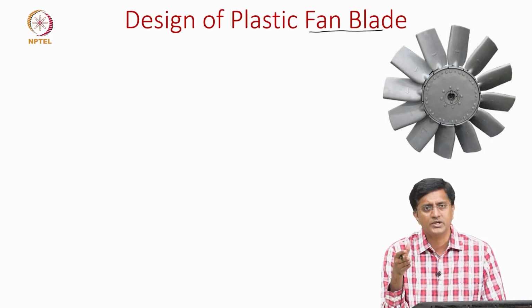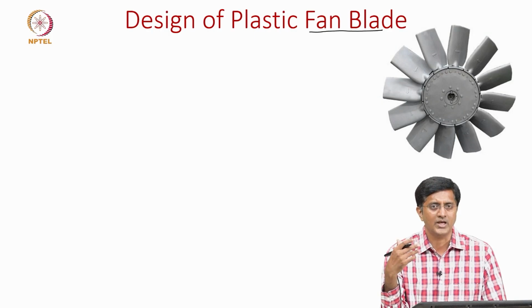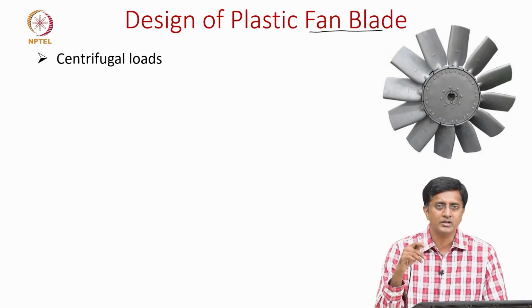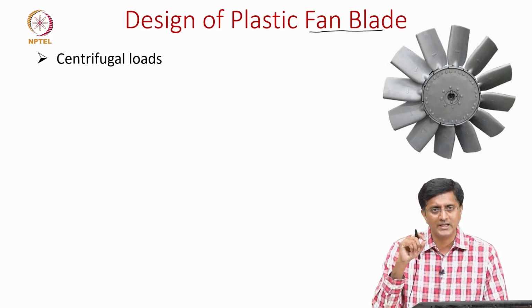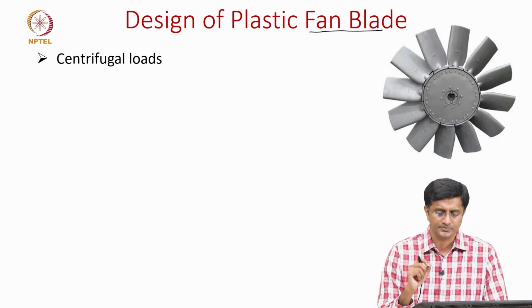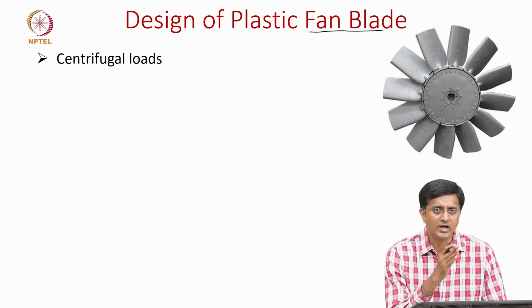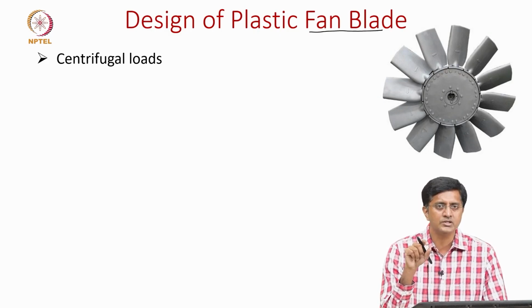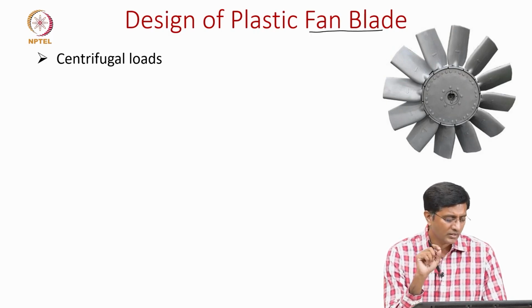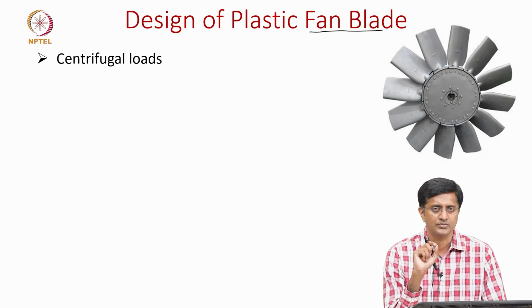Here it does not matter whether it is a metal or a plastic. The first thing to look at is what is the nature of the load. As we all know, we have centrifugal loads. Because the fan is rotating, it has a centrifugal force pointing outwards from the center of this fan. This is the same for either a plastic or a metal. The only difference is this force will depend both on the speed of rotation as well as the density of the material. Once you know these properties, then we can estimate these centrifugal loads.